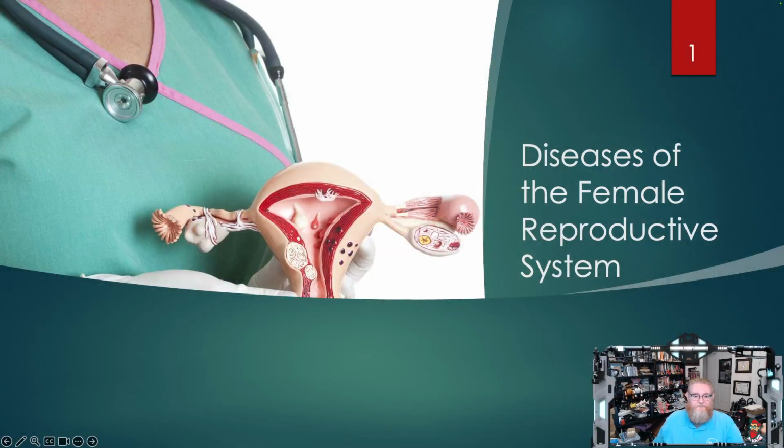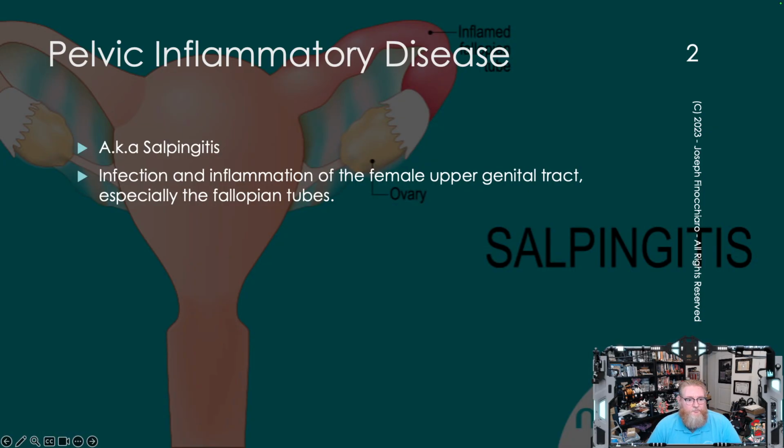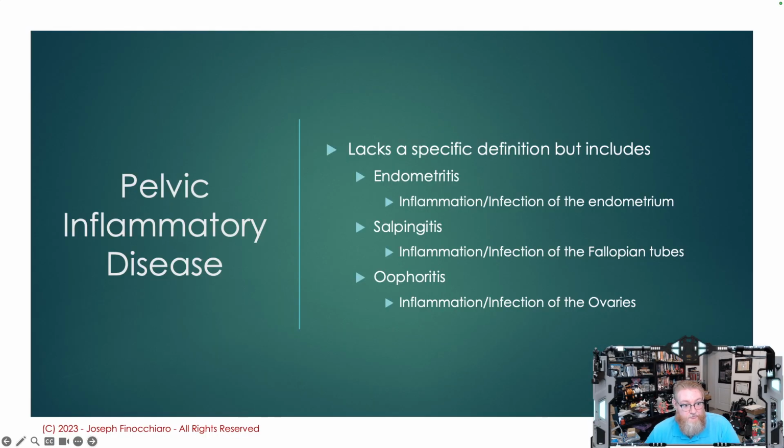Let's talk about diseases of the female reproductive system. So pelvic inflammatory disease, or salpingitis, the infection and inflammation of the female upper genital tract, especially the fallopian tubes. It lacks a specific definition.